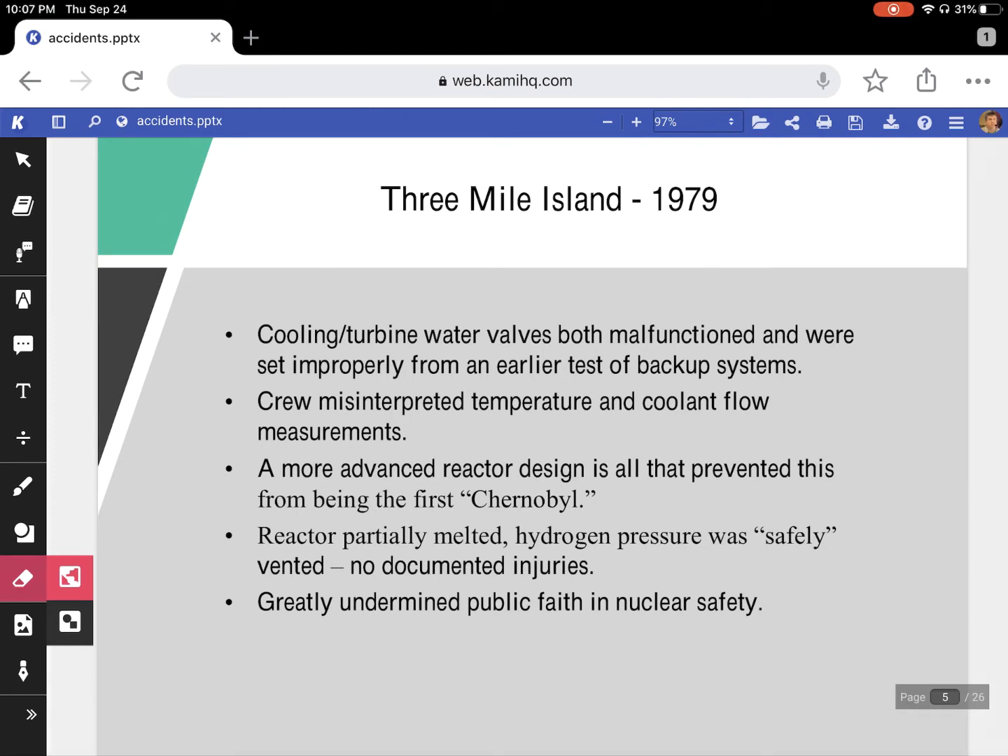Even though this is before Chernobyl, which you've probably heard about, this was actually a more advanced reactor design. So some of the safety systems worked. There was no explosion, there were no injuries, but it was publicly reported as to what happened. It greatly undermined public faith in nuclear power. It happened almost right at the same time that the movie The China Syndrome, which was about a fictional nuclear accident, came out. And there were all sorts of protests against nuclear power. And really ever since then, the United States has had very little interest in building new nuclear power plants.